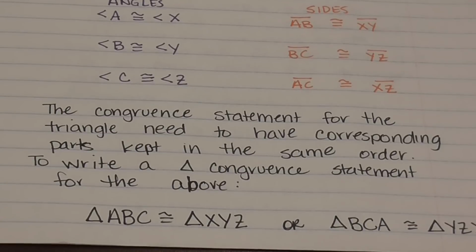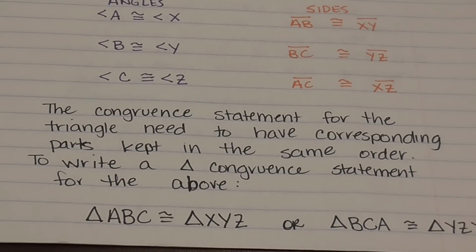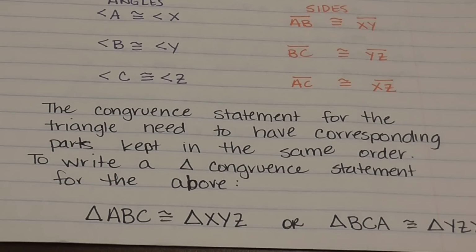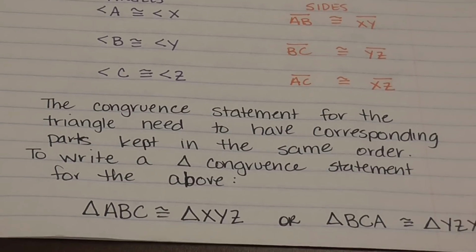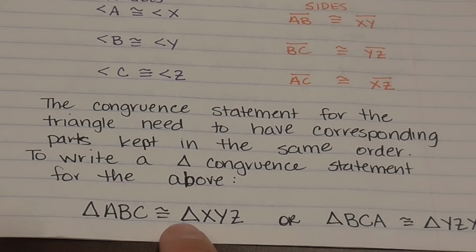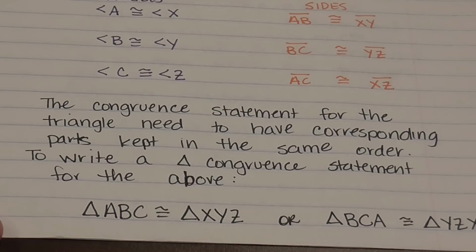Now, in addition to the small congruent statements for each part, you can write a congruent statement for the entire triangle. So the trick to this is that the corresponding parts have to be kept in the same order for the congruent statement. So when you write triangle ABC, it's congruent to triangle XYZ. If A goes with X, they have to be in the same spot in the name of the triangle. So A goes with X, you'll know that B goes with Y, and C goes with Z without even having to see the triangles together.